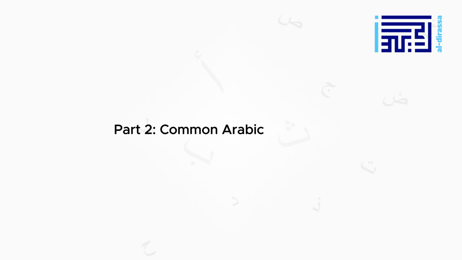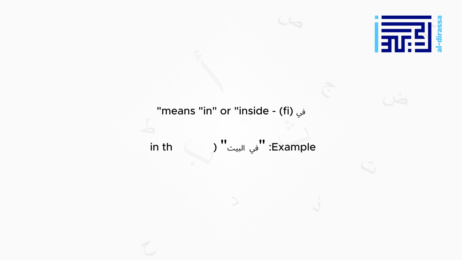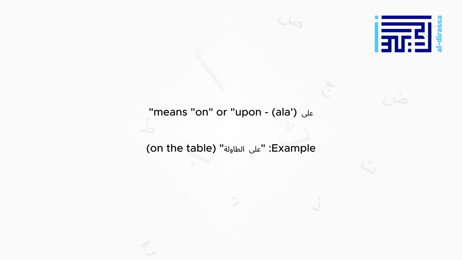Part 2. Common Arabic prepositions. Let's go through some of the most commonly used prepositions in Arabic. Fi means in or inside. Example, fil bayt, in the house. Ala means on or upon. Example, ala tawila, on the table. Ila means to or towards. Example, ila al-madrasa, to the school.